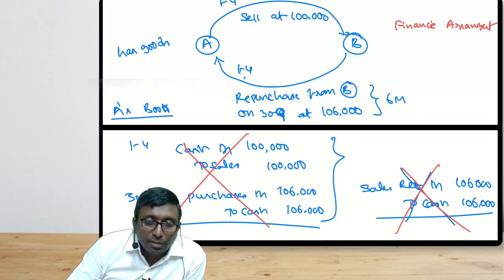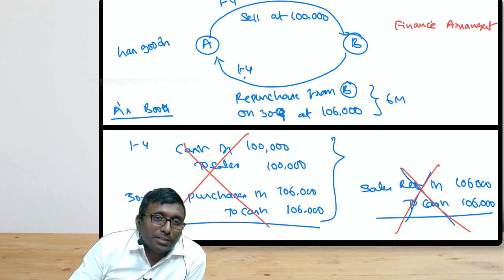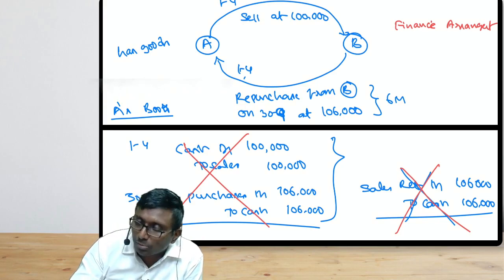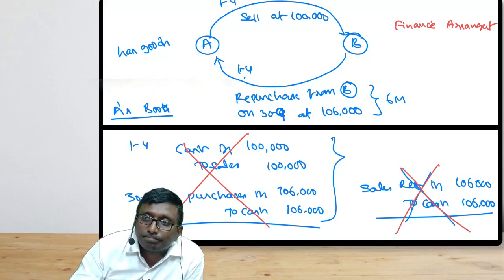Are you getting my point? In case A does not pay him money, he will take the goods and the other party should keep quiet, because goods are in whose name? My name. Correct, na? Later you come and pay me 1,06,000. What is the 6,000? Loan diya na? Interest pay karo. 6,000 is interest. Correct, na?